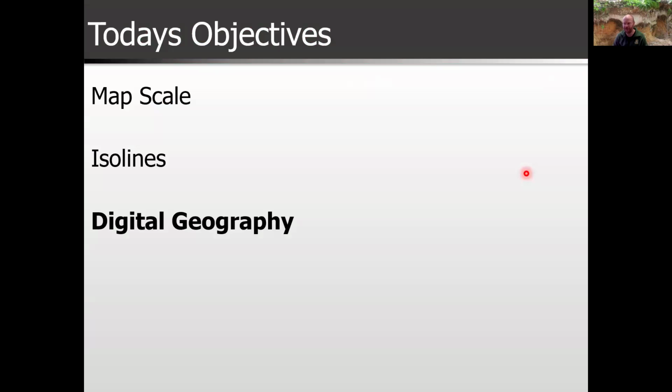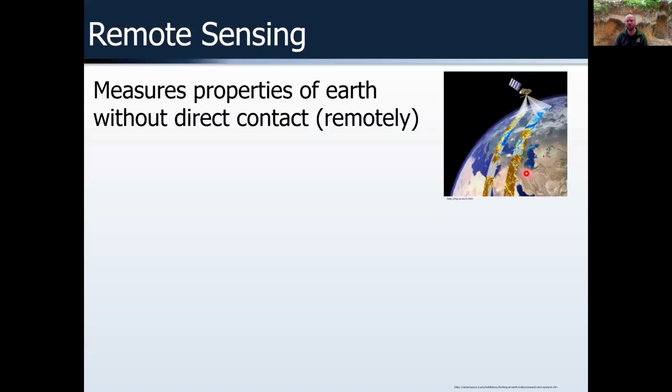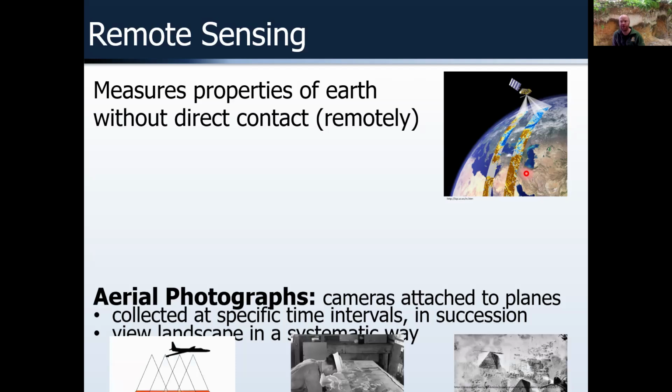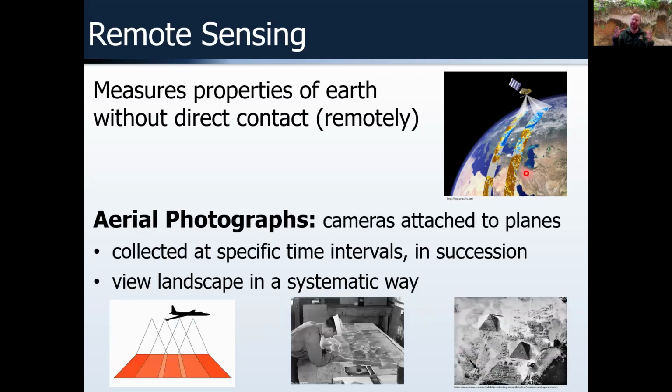Okay, so that's enough about isoline maps. Now let's turn our attention to digital geography. There are many ways to remotely sense Earth's surface, and many different observations and properties we can measure. But here we're going to capture the basic major differences. How do we collect these data?